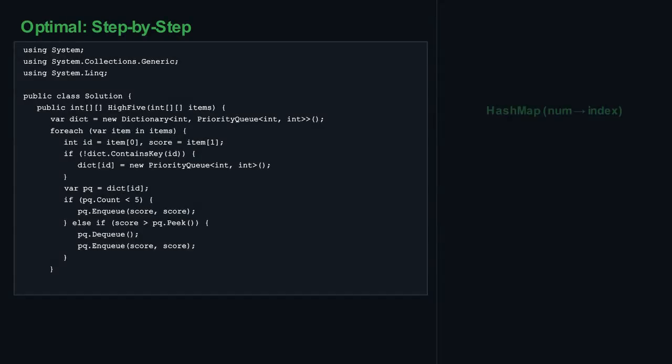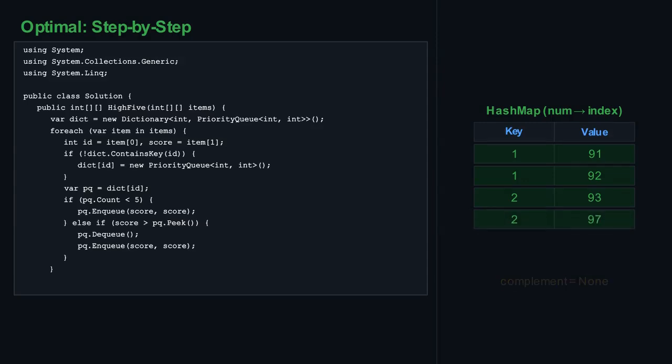Let's trace this with the first example. Student 1 has scores 91, 92, 60, 65, 87, and 100. We start with an empty heap. We add 91, then 92. When 60 comes in, the heap has space, so we add it. We continue adding 65 and 87 until the heap holds 5 items.